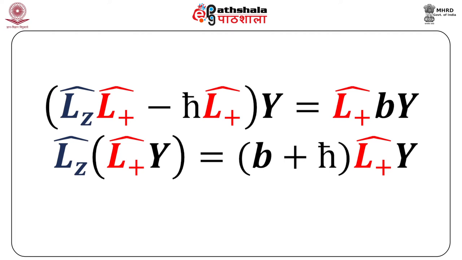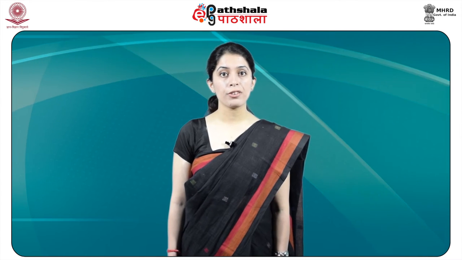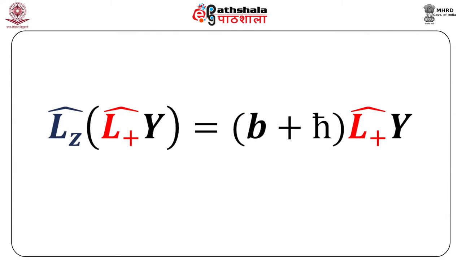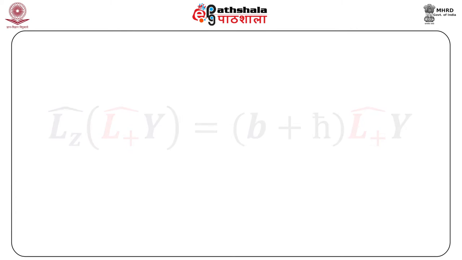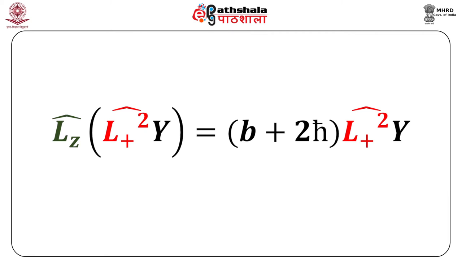Further, this can be rewritten as Lz L plus ψ equals (b plus h cross) L plus ψ. Now, this equation indicates that the function L plus ψ is an eigenfunction of the angular momentum component Lz with the eigenvalue b plus h cross. This means that operating on the eigenfunction ψ with the raising operator L plus converts ψ into another eigenfunction of Lz with eigenvalue higher by h cross. That means application of the raising operator to the equation Lz L plus ψ equals (b plus h cross) L plus ψ gives Lz L plus square ψ equals (b plus 2h cross) L plus square ψ.